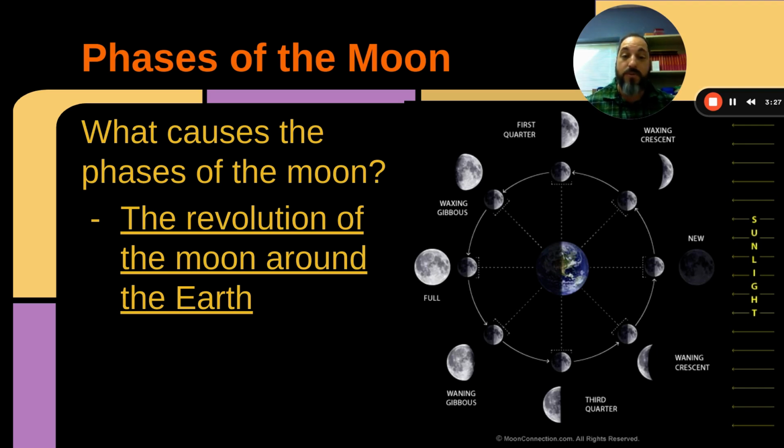So the phases of the moon. This is probably the thing that we see about the moon most, right? It's the most noticeable. It's caused by the revolution of the moon around the Earth. So you can see this diagram right here. We've got the moon going around the Earth, and that's going to change how much light we see reflected off of the moon.